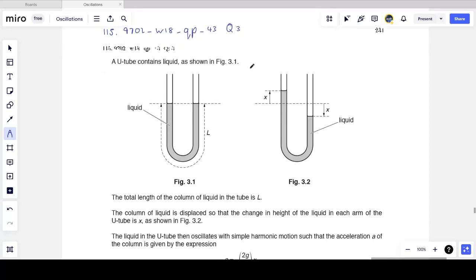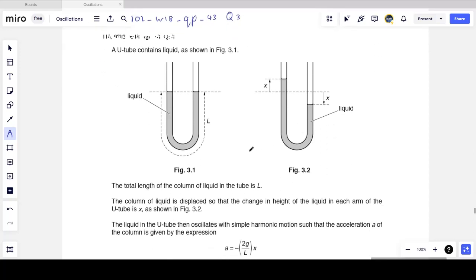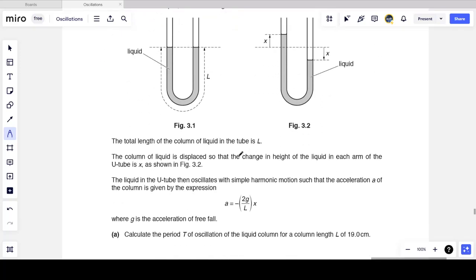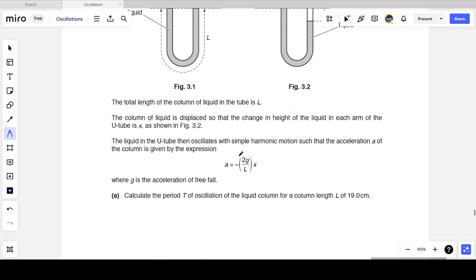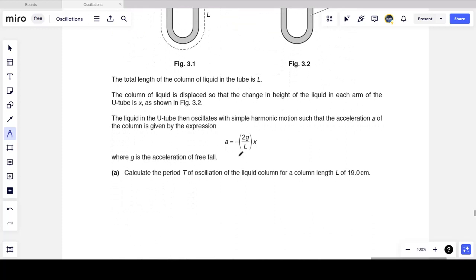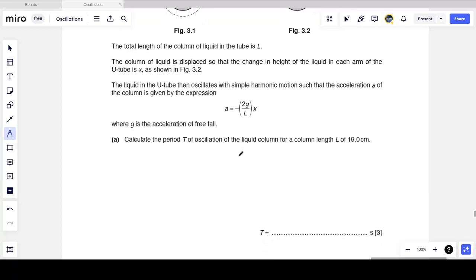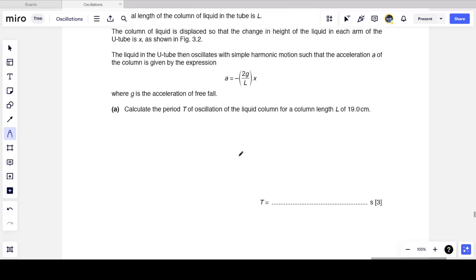Again, we have a U-tube containing a liquid. The total length of the column of liquid is L, and the column of liquid is displaced so that the change in height of the liquid in each arm is x, as before. The liquid in the U-tube then oscillates with simple harmonic motion such that the acceleration a is given by minus 2g over L times x, where g is again the acceleration of free fall. And this time we are asked to calculate the period of the oscillation when the length is 19 centimeters.